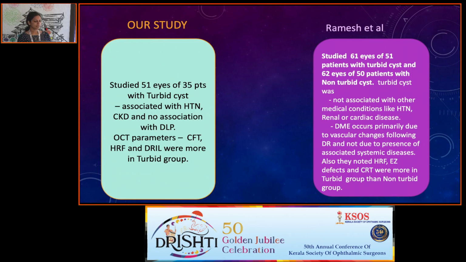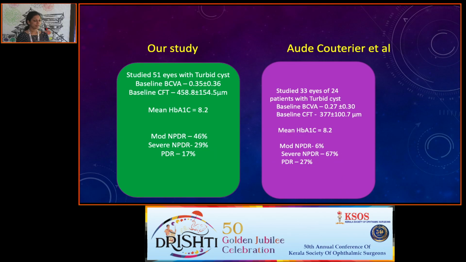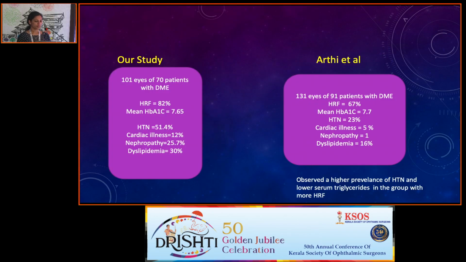A similar study conducted by Ramesh et al. also noted these OCT parameters were more in the turbid cyst group, and they found no association of systemic conditions like hypertension, renal, or cardiac disease. In a study by Haute-Couture et al., they noted severe NPDR is the most common form, and we found moderate NPDR is the most common retinopathy. A study conducted by Aarti et al. studied 131 eyes of 91 patients with DME and observed higher prevalence of hypertension and lower serum triglycerides in the group with more hyperreflective foci.